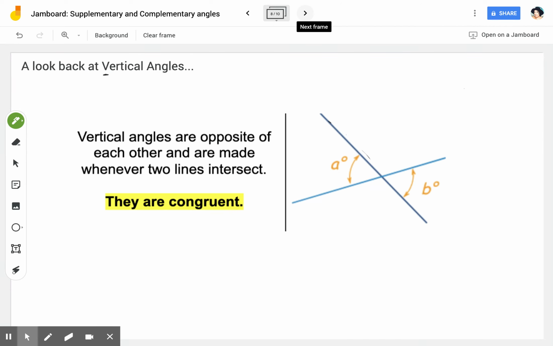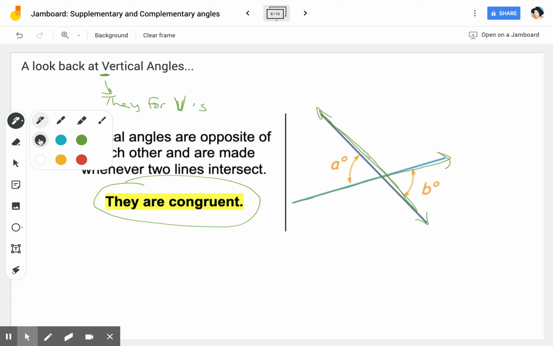Okay, the last thing we're going to look at, and this isn't really new, on Friday, we looked at vertical angles, and vertical angles are opposite of each other and are made whenever 2 lines intersect. So I have a line here, and we call them vertical angles because they form V's, like the letter V. And the nature of vertical angles is that they're congruent. What does that mean? Well, angle A is congruent to angle B. That means that the measurement of angle A is equal to the measurement of angle B.